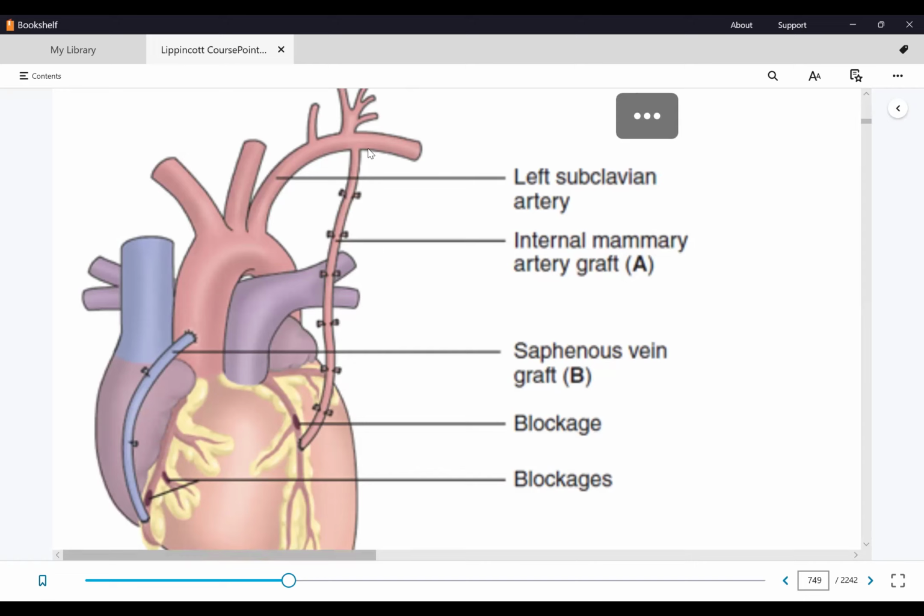Now, as to which vessel is used, the doctor and the patient will discuss it. They also consider the age of the patient. So if there's a younger patient, which one's better, a vein or an artery? A younger patient. Artery, because they're expected to live longer. So we need something that will last as long as the patient's life expectancy. If it's an older patient, we can get away with a vein.